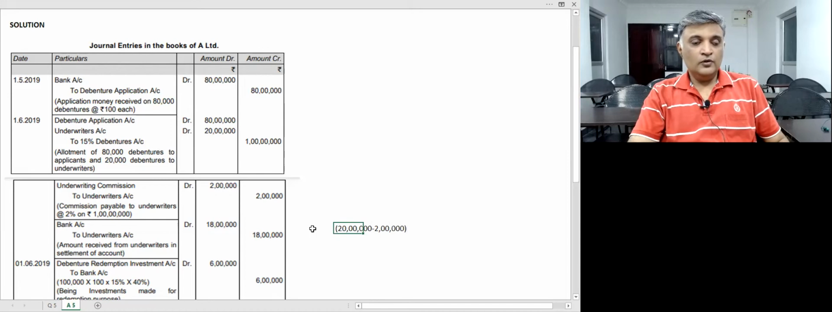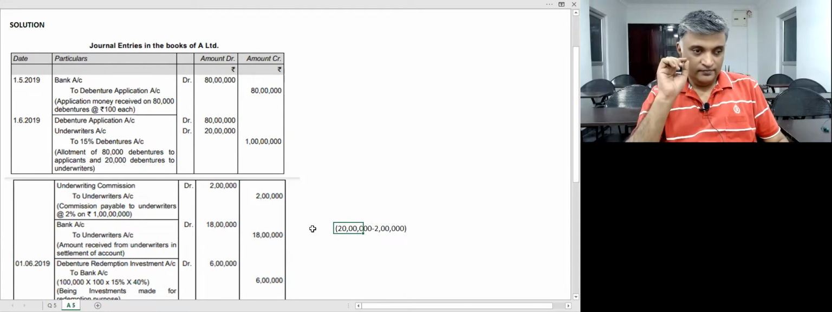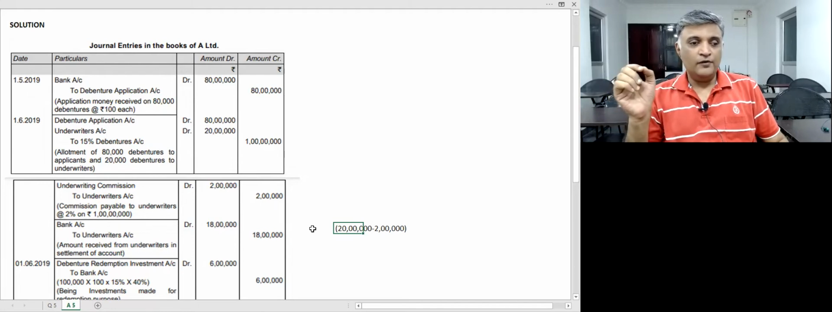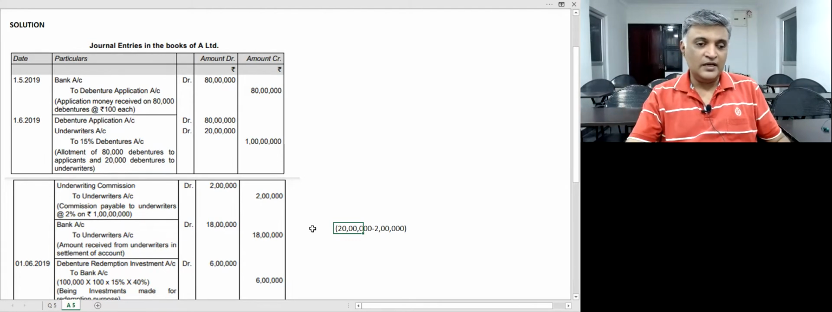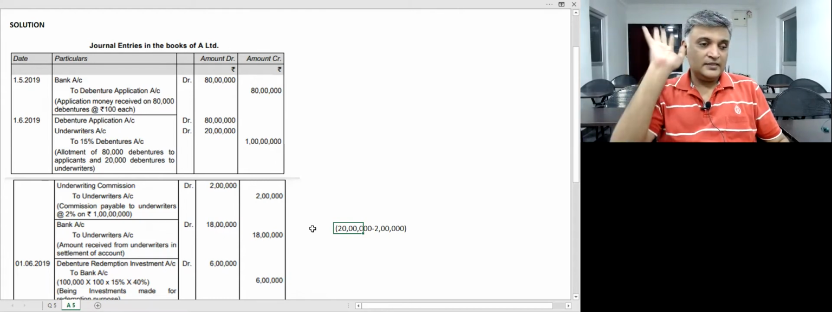Okay. So that's the difference, because we have debited their account for 20 lakhs and now we are giving them a credit for 2 lakhs. So the net of net is 18 lakhs, which they will actually pay the money to the company. So bank account debit to underwriter's account will be 18 lakhs.